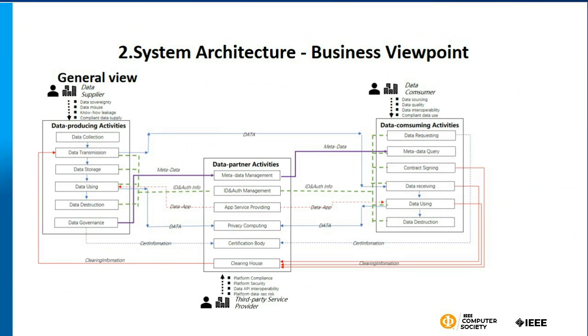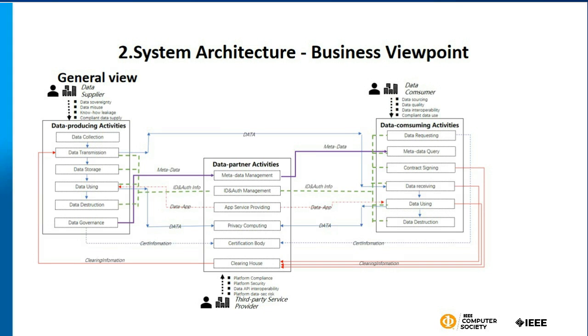So based on the above analysis of the use cases, we have analyzed the first version of our business viewpoints, including an overall point of view and the data supplier viewpoint, data consumer viewpoint, as well as the third-party service provider viewpoint. So first, let's take a look at the activities of the data supplier, consumer, and third-party service provider as three black boxes. And let's pay attention to the colored arrows between each of them.